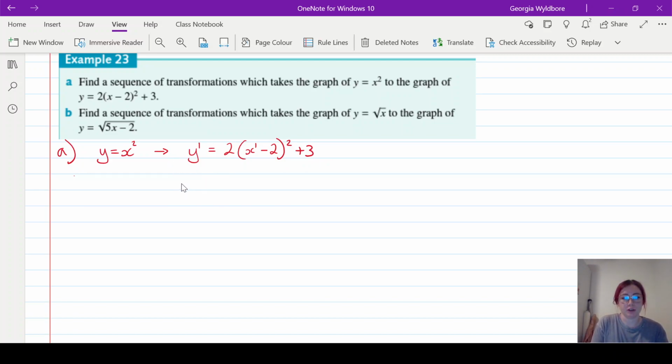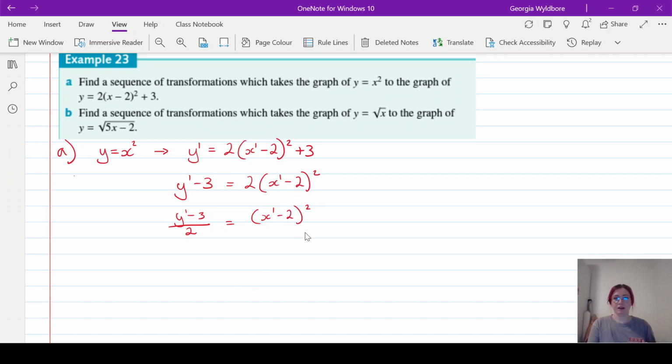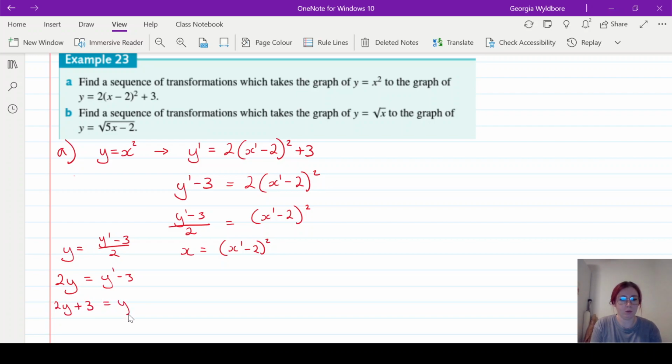So going just slowly, we would have y dash minus 3 would be equal to 2 times (x dash minus 2) squared. We'd then divide that by 2, so (y dash minus 3) over 2 is going to give us (x dash minus 2) squared. That effectively is, we've done y equals x squared, this was y, this was x, and we've got it squared. So we can take those and rearrange them to find out what y dash equals and what x dash equals, because here we have y equals (y dash minus 3) over 2, and we have x equals x dash minus 2. So over here, 2y would be y dash minus 3. So 2y plus 3 would give us y dash.